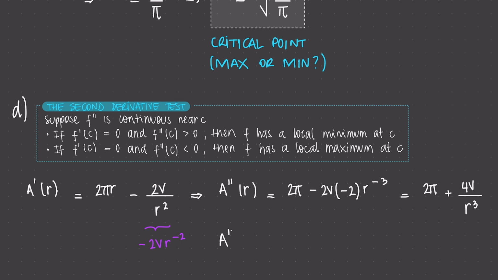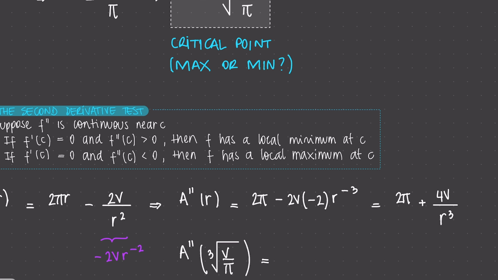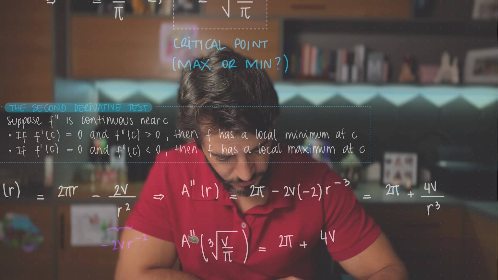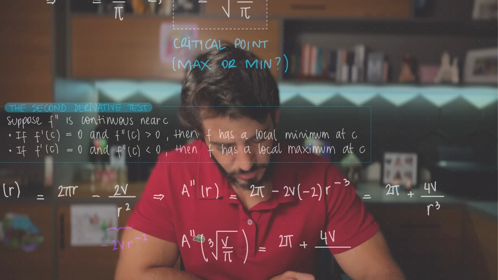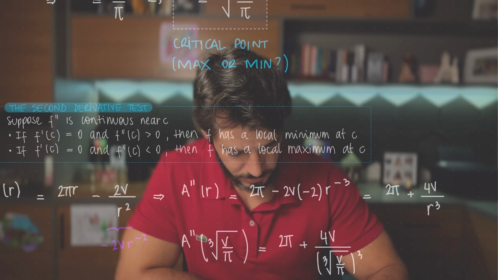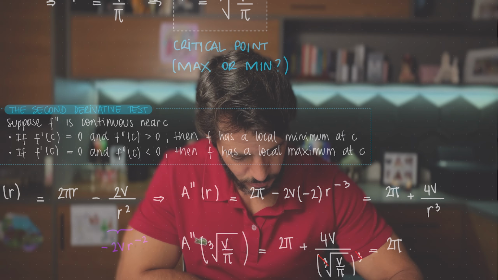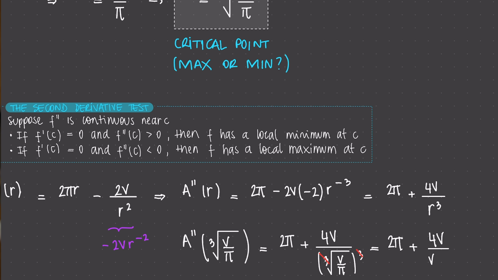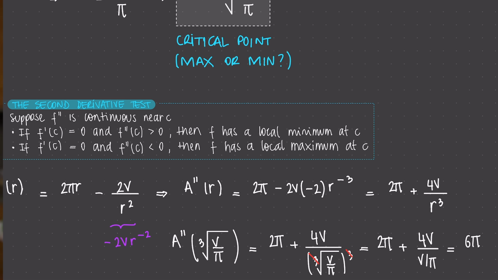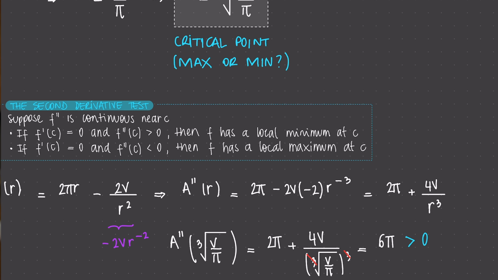So the question is, what is A prime prime of the critical point, the cube root of V over pi? It is equal to 2 pi plus, and do notice that we're plugging it over here, plus 4V over the cube root of V over pi, cubed. We can simplify the cube root with the cube, which means that we get 2 pi plus 4V over V over pi, which is 6 pi, which is positive. Therefore, we do have a min.